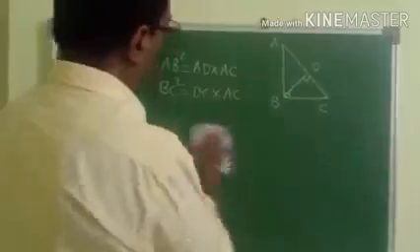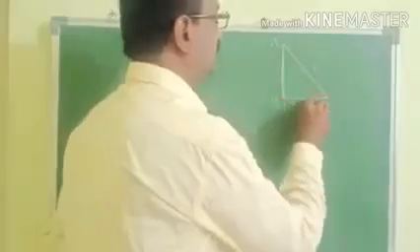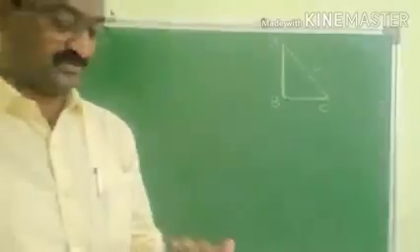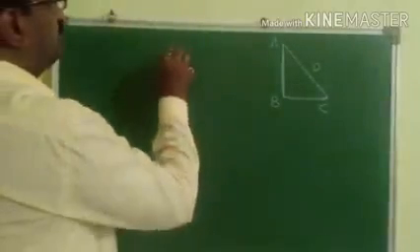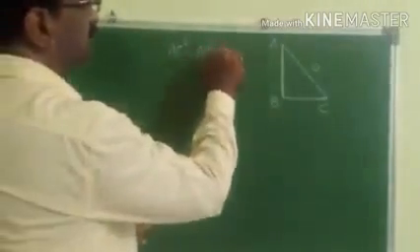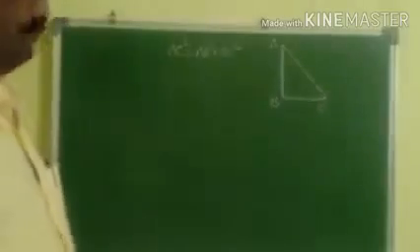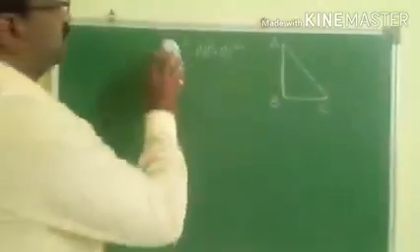After that, we have seen the converse of the Pythagoras theorem. What is the converse? If in a triangle, the square of one side is equal to the sum of the squares of the remaining two sides, then the triangle is a right angle triangle. That means if we have AC square is equal to AB square plus BC square, then we say that angle B is equal to 90 degrees. So these two things we have learned in this chapter.